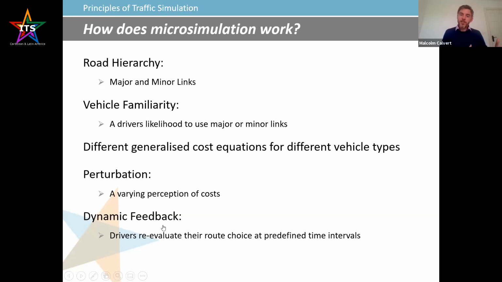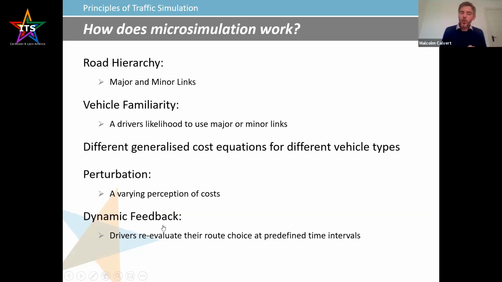We talked about the generalized cost equation, and being able to set that for different vehicle types is important, because of course some vehicle types will value time more, other vehicle types will value distance more. So typically cars, those driving cars, are more time-based, and the heavier type vehicles are more distance-based. And so the ability to vary that's important. And perturbation, well, that's the term for varying the perception of costs that I talked about on the last slide.